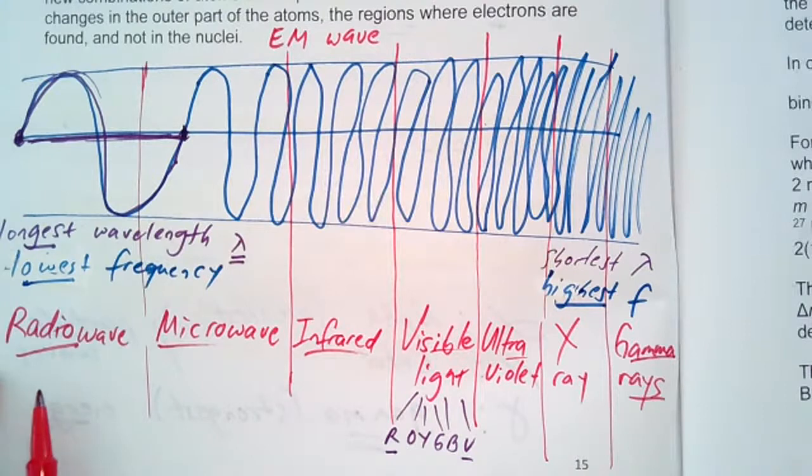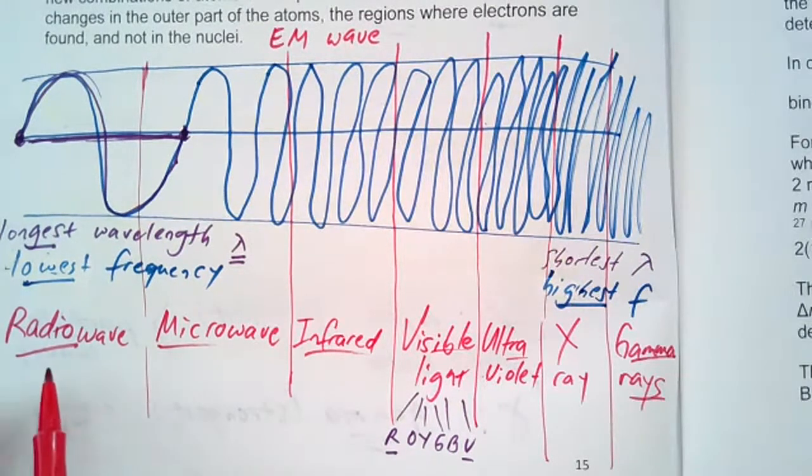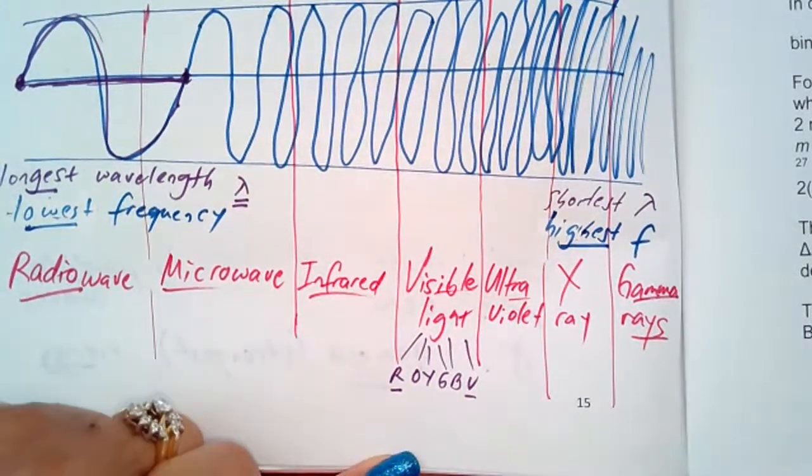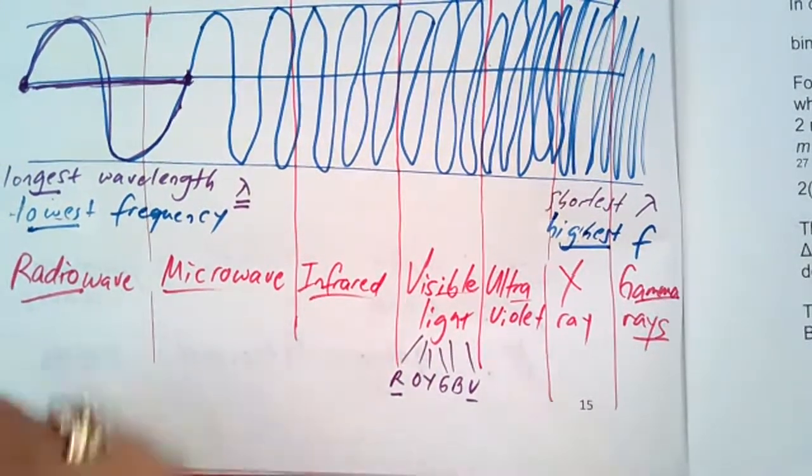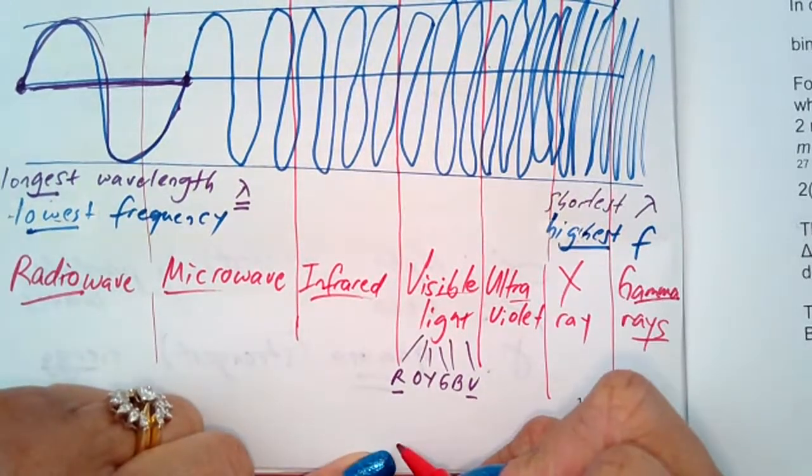ROYGBIV. So the first letter of each one is how I remember it. So from longest wavelength, the lowest frequency, to the highest frequency. And the visible light, this is the spectrum. That kind of tells you also why the rainbow is red at the top.